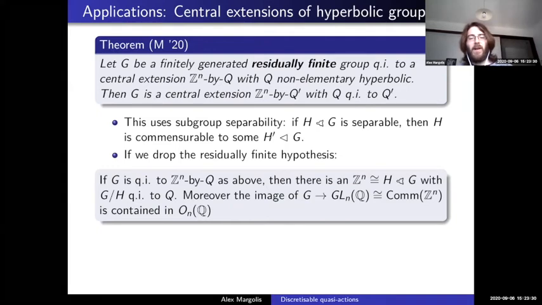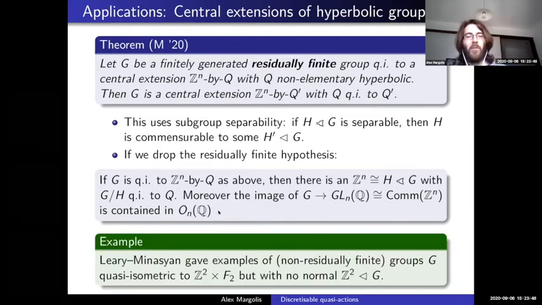And if we drop the residual finiteness hypothesis, we get the same sort of theorem, except the subgroup is almost normal and not necessarily normal. But we still have a map from G to O_n, the group of orthogonal n-by-n matrices. And I should just say there are counterexamples to this theorem if you drop the residual finiteness hypothesis. They're groups which are quasi-isometric to Z times F2, but have no normal Z squared subgroup. So the residual finiteness hypothesis is needed, but even if you drop that, you still have some information.